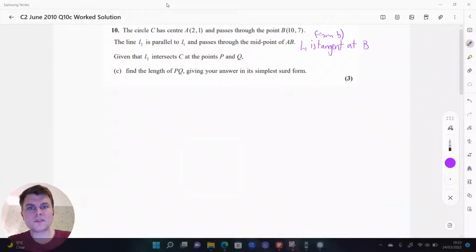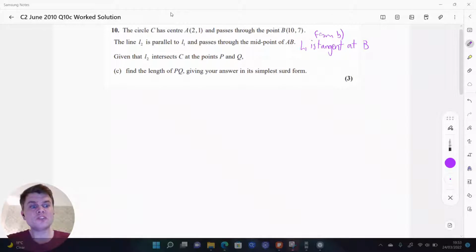The final part of this question involving the circle that has a centre 2, 1, and that also passes through the point B, which is 10, 7, involves a line L2 that is parallel to L1 and passes through the midpoint of AB. Worth noting that in part B of this question, L1 was a tangent to the circle at point B. So given that L2 intersects C at the points P and Q, find the length of PQ, giving your answer in simplest surd form.